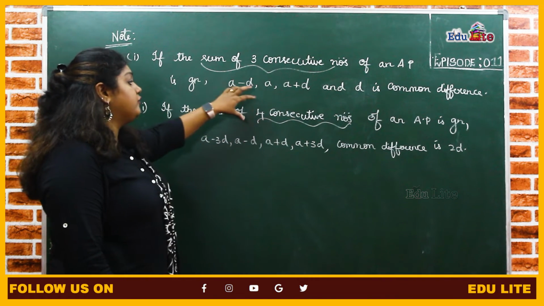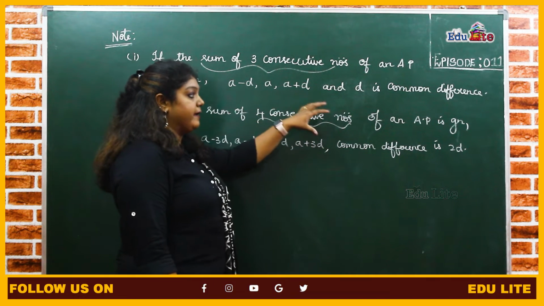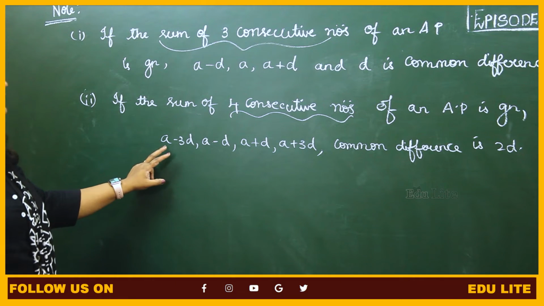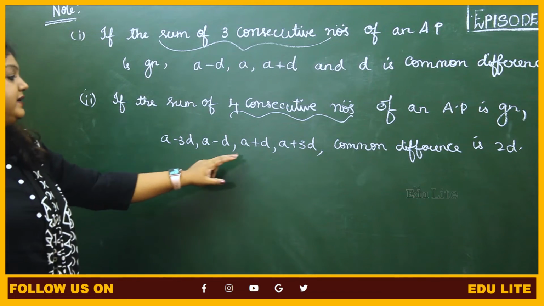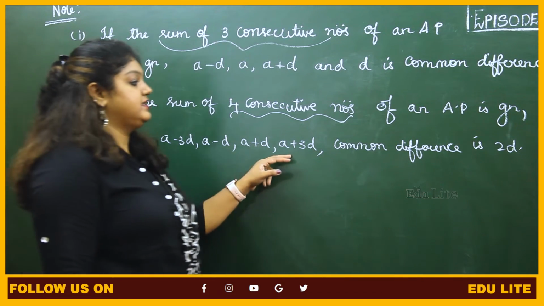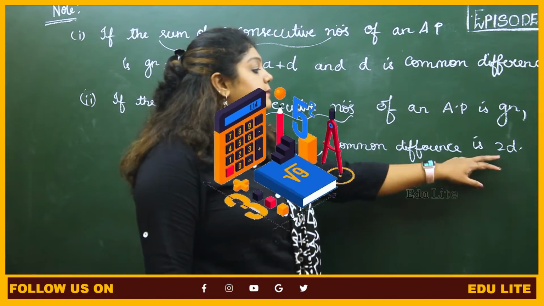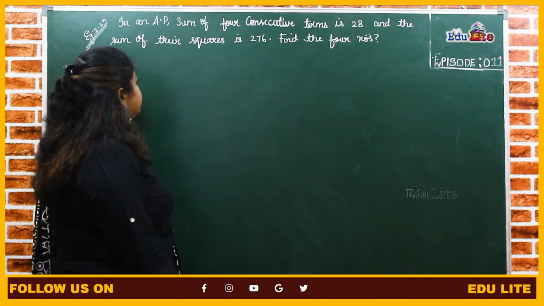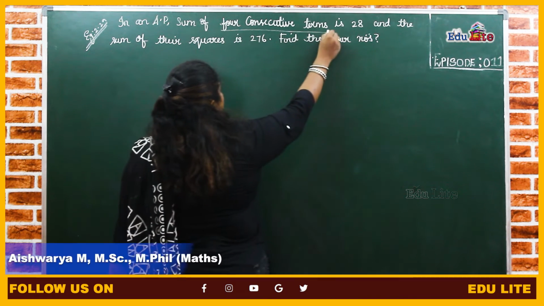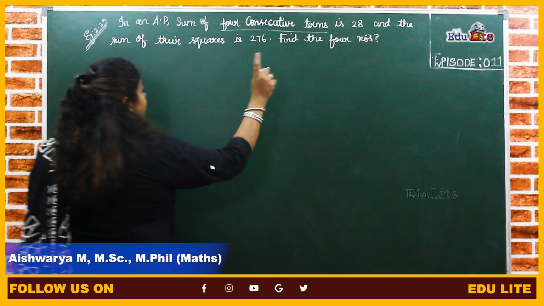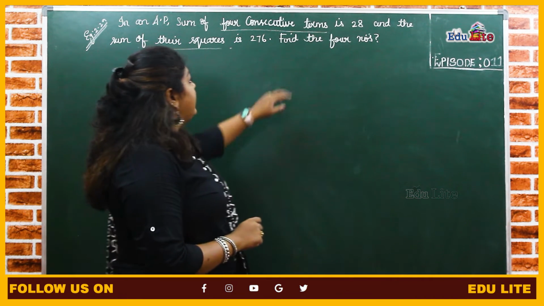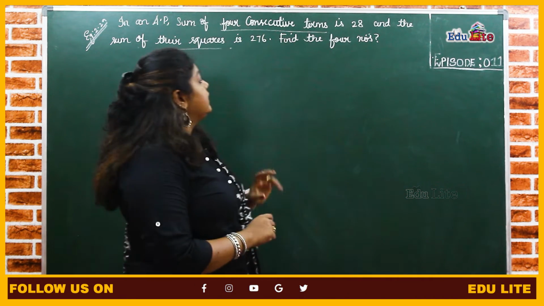And when the sum of 4 consecutive numbers in a problem of an AP is given, we can consider the 4 consecutive numbers as a minus 3d, a minus d, a plus d, a plus 3d, and the common difference for this will be 2d. So in example 2.29, it is given that the sum of 4 consecutive terms is 28 and the sum of their squares is 276, and we have to find the 4 consecutive terms.